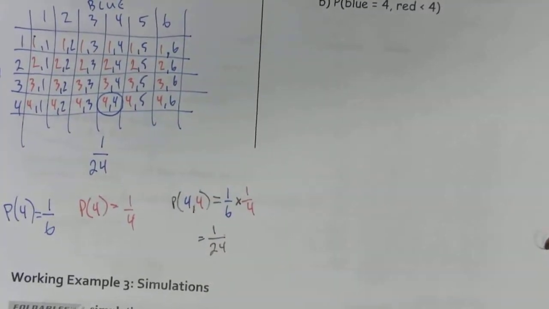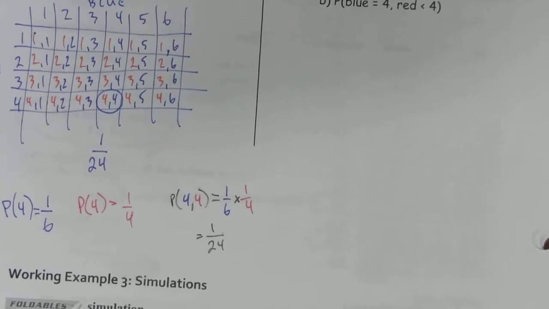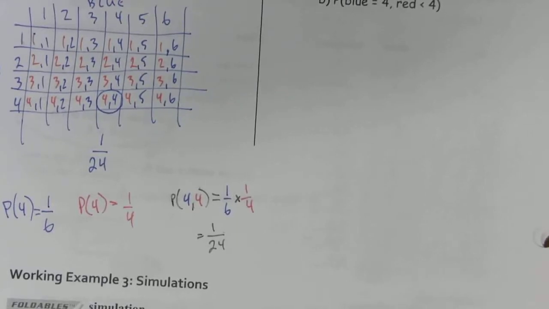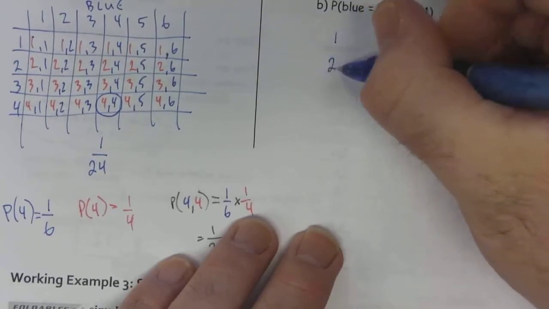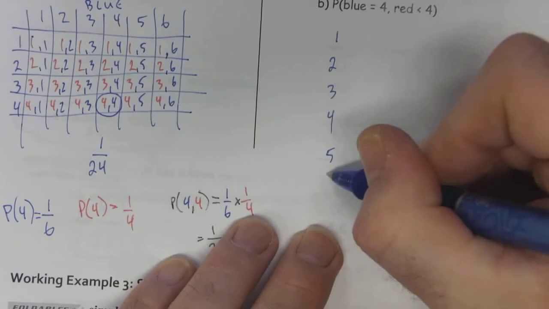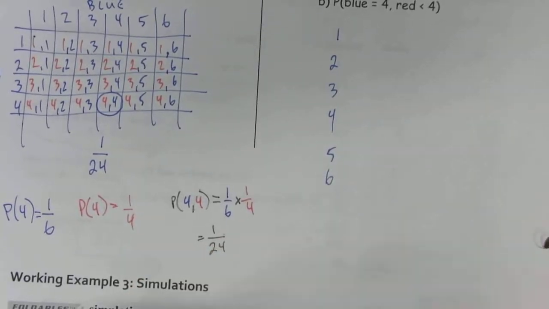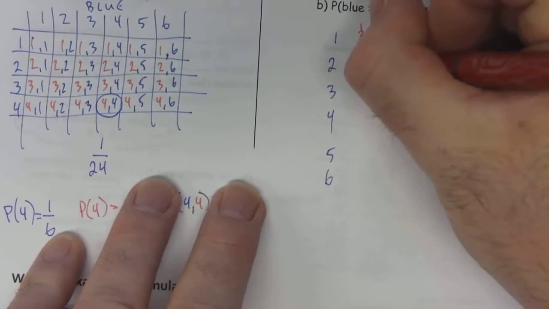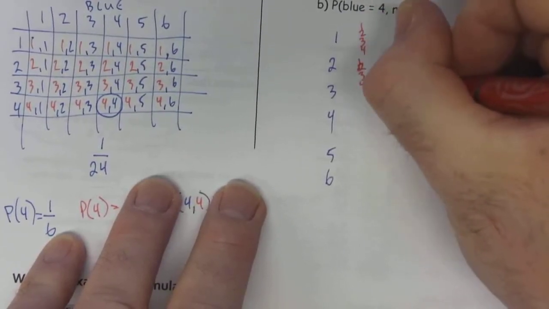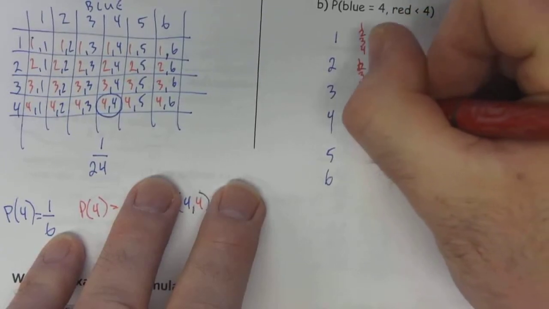Okay, part B. Probability of blue equaling 4 and red being less than 4. So in this instance, I'm going to do a tree. And let's see here. I'm going to start with 1, 2, 3, 4, 5, 6. And then red is 1, 2, 3, 4. 1, 2, 3, 4. 1, 2, 3, 4.